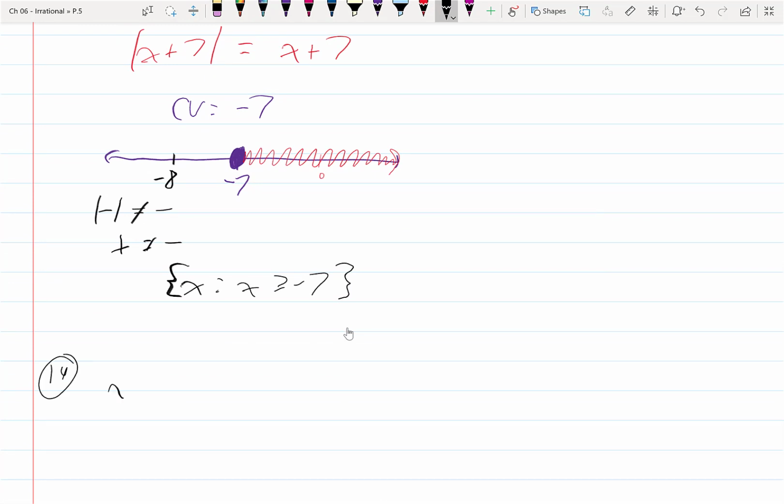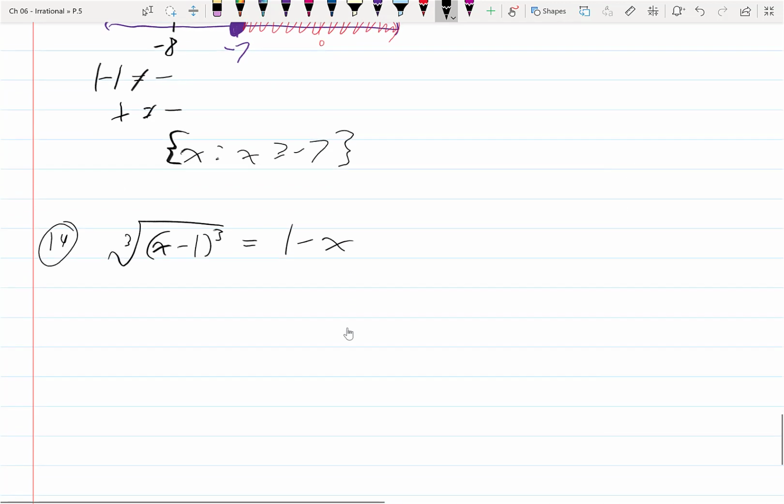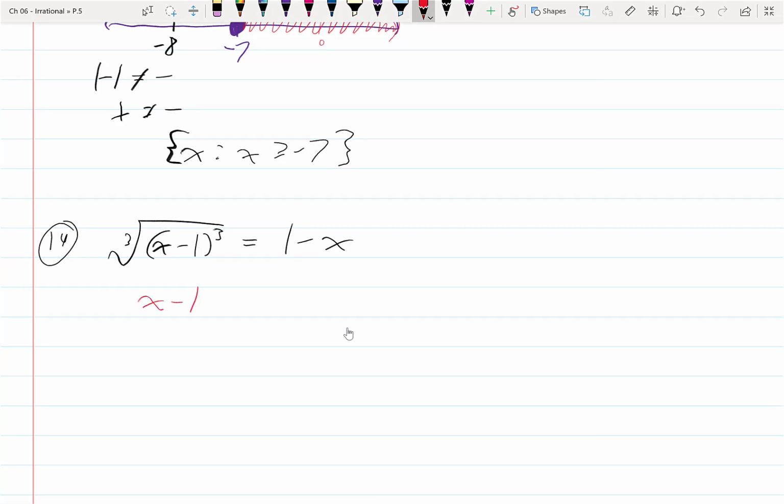Number 14. Cubed root of x minus 1 cubed equals 1 minus x. Okay, we're going to simplify the left side. Cubed root of x minus 1 cubed is not the absolute value of x minus 1, it's just x minus 1. So I have x minus 1 equals 1 minus x. Well, we can actually solve this. We don't actually need to do a sign test. 2x is equal to 2, and x is equal to 1, so my only solution is 1.